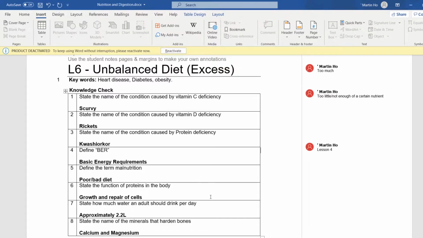And lastly, 8. State the name of the minerals that harden bones. The 2 minerals that we ingest that harden our bones are calcium and magnesium. Please take a moment to fill in the rest of the answers with a different color pen and give yourself a tick for each correct answer.